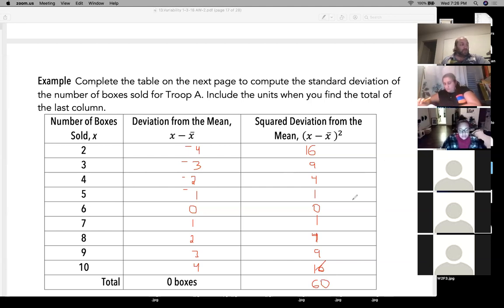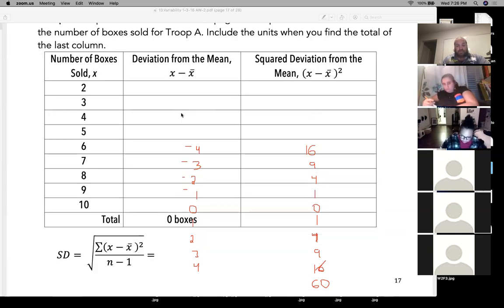What's the next thing to do according to the formula? Divide by how many data points minus 1? How many data points were there? There were 9. So what are we going to divide by? 8. So we get 60 divided by 8.